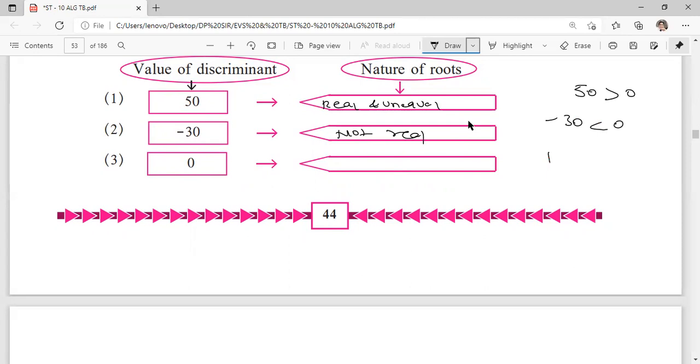And last but not the least, 0. So 0 is basically b square minus 4ac, that is your triangle. I denoted it by triangle now so that you will get habituated. Triangle is equal to 0, then roots are real and equal. So I hope I am very clear from my side.